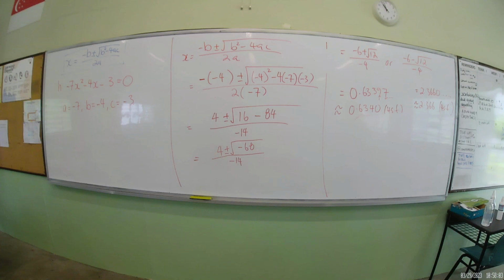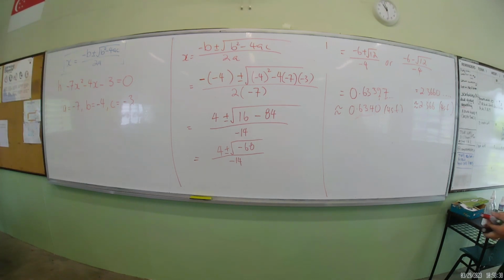Okay, so this is the first time we encounter something negative inside your square root. But there is no real number that after you square can become negative. So square root of negative number doesn't have any real solutions.